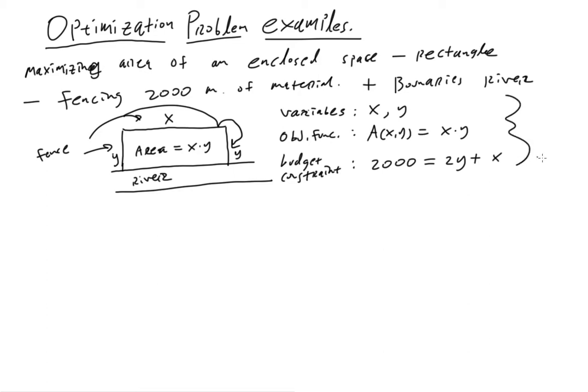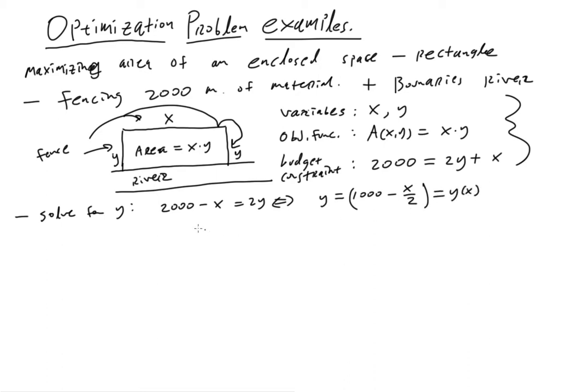So taken together, this is all the ingredients we need now to maximize the area. So the first thing, of course, to do is solve for y in terms of x. So we're going to have 2,000 minus x is equal to 2y. I can now solve for y, and that's going to be 1,000, we're going to divide by 2, over x, or minus x over 2. Okay, there is our equation. There is our function of x. y is a function of x.